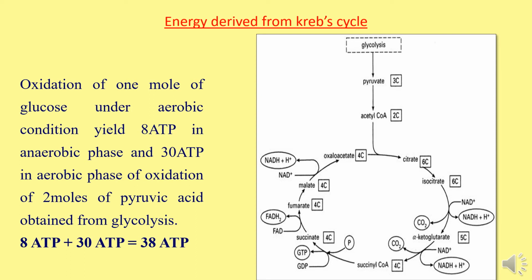This slide summarizes the energy derived from the Krebs cycle, starting from oxidation of glucose up to the step of pyruvate, which is converted to acetyl coenzyme A by the pyruvate dehydrogenase complex, then entry of the acetyl coenzyme A in the citric acid cycle after condensation with oxaloacetate and completing one cycle, with production of 8 ATP molecules in the anaerobic phase and 30 ATP molecules in the aerobic phase of oxidation of 2 moles of pyruvate, and the final yield will be 38 ATP molecules.